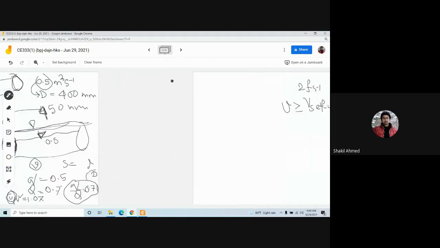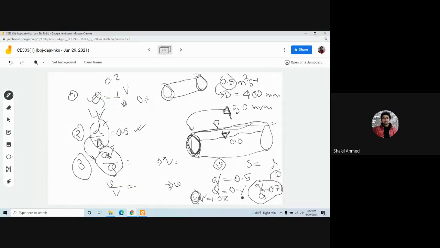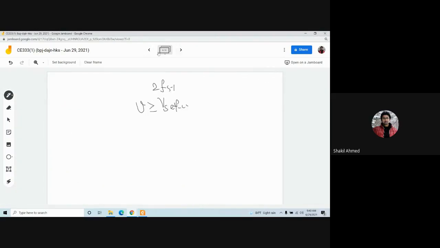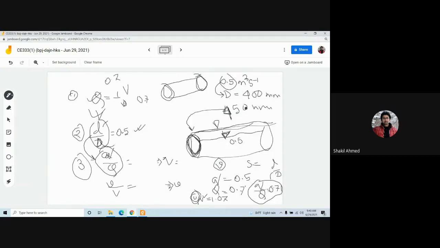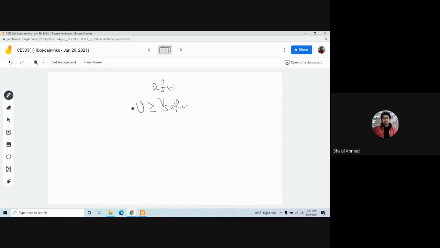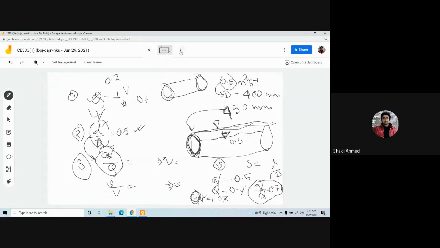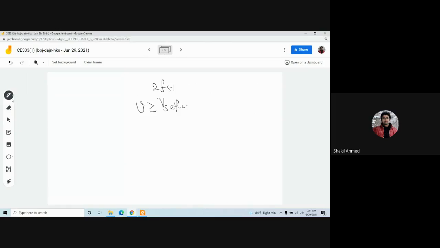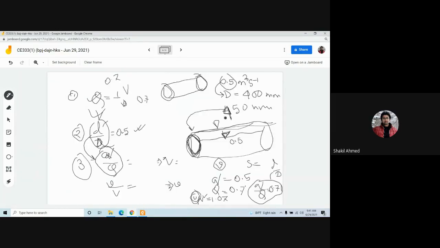Now, if you found that your small v from here is 1 feet per second, can you use 450 millimeter diameter pipe? Your velocity is less than the minimum velocity. Would there be washing, cleaning of the solid? No, sir. No. So then can you use 450 millimeter diameter pipe?